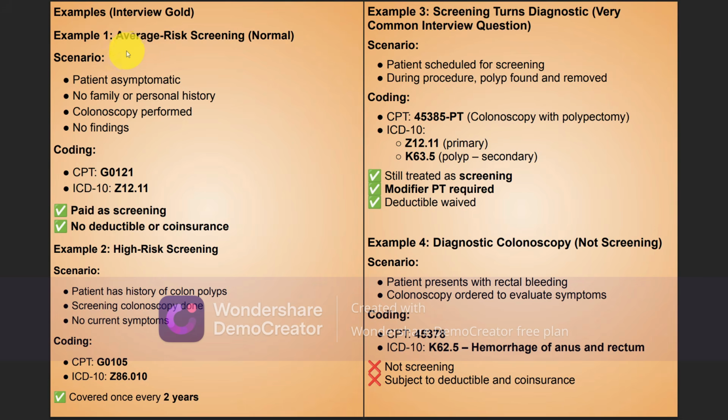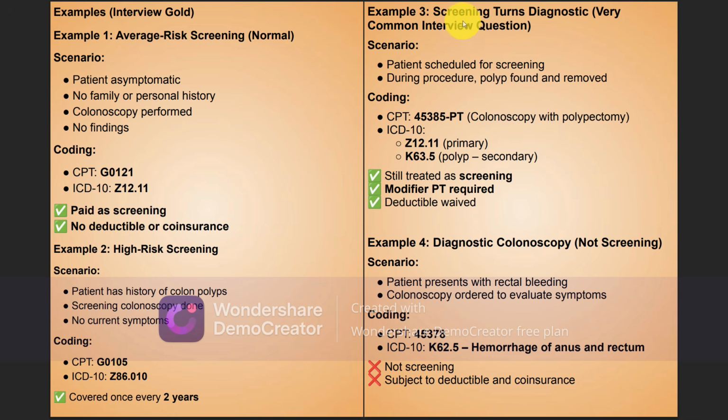Examples. One, average risk screening, the normal scenario: patient asymptomatic, no family or personal history, colonoscopy performed, no findings. CPT code used is G0121, ICD code is Z12.11. Paid as a screening, no deductible or coinsurance. Example two, high risk screening scenario: patient has a history of colon polyps. Screening colonoscopy done, no current symptoms. CPT code G0105 and ICD code Z86.010, coverage once every 2 years.